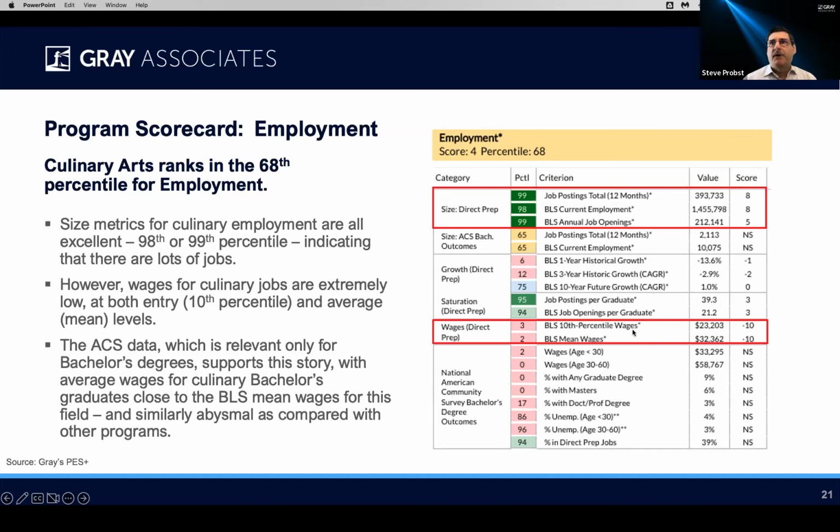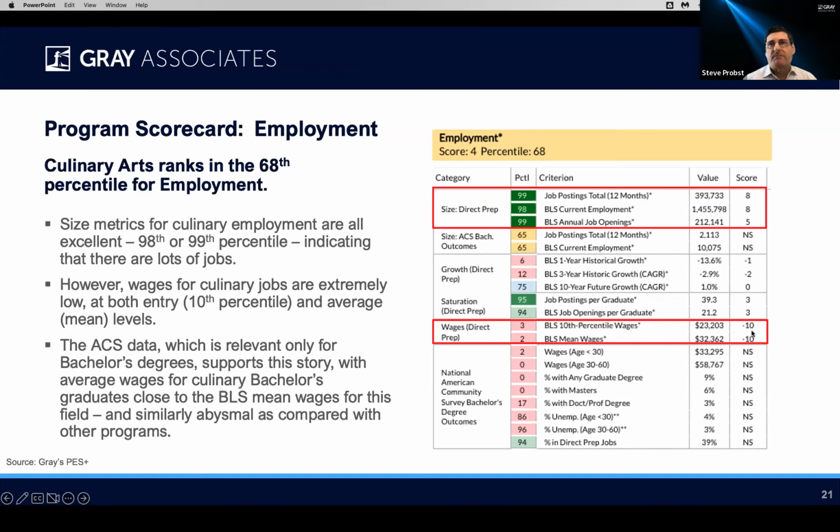Other things going on here: tons of jobs, but the pay is terrible. Terrible in this case is an actual substantive judgment. 10th percentile wages in the market, and we have to look at national market data here, this varies by location, are $23,000 for people who work in this field, assuming they're full-time employed, which for culinary may be an optimistic assumption. $23,000 is in the 3rd percentile. So it is worse than 32 out of 33 programs. So that's a low number. And at the average, as opposed to the 10th percentile, it's the 2nd percentile, which is even worse.